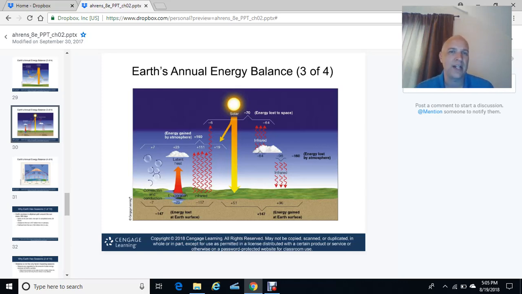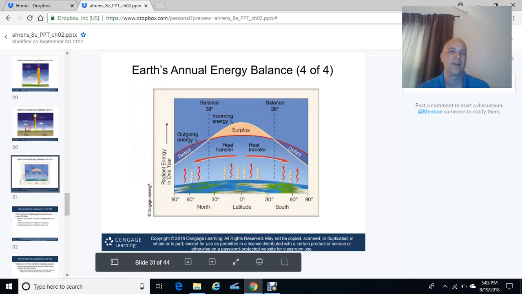There's your shortwave solar radiation coming in, and there's scattering, and reflection of that shortwave solar radiation by clouds and by air molecules. You have different surfaces which heat differently. So there's a lot of different factors involved. But just remember that radiative equilibrium occurs because energy in, or energy gained, is equal to energy lost, or energy out.